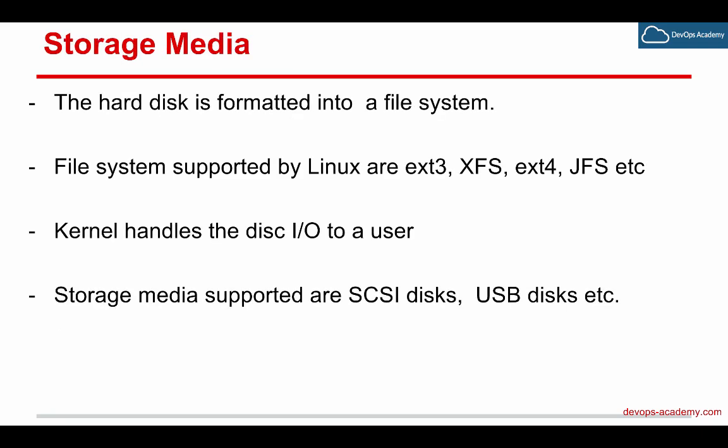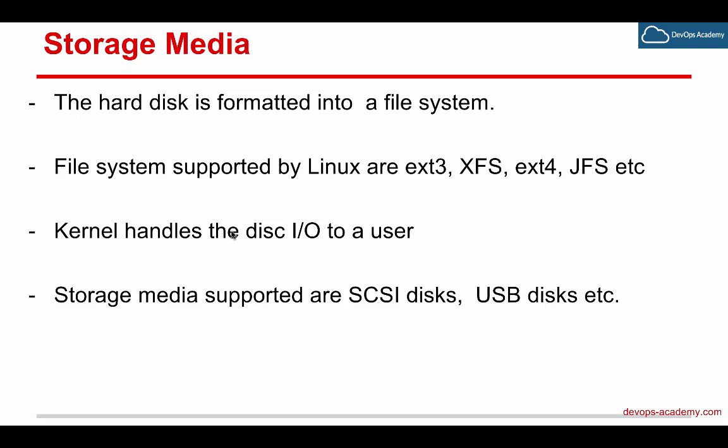Okay, storage media. So the hard disk which is attached to a computer which runs the Linux operating system is formatted into a Linux file system. There are various types of file systems: ext3, xfs, ext4 which is the successor of ext3, and jfs which is a journaling file system. In almost all of the distributions, usually ext3 and ext4 file systems are used as default. A recent version of CentOS uses XFS as default.